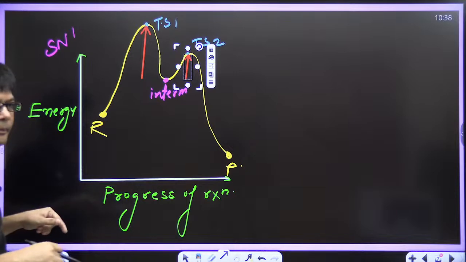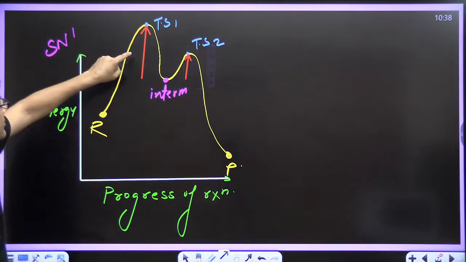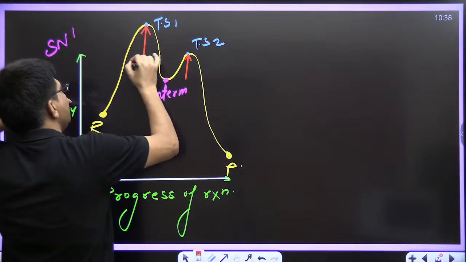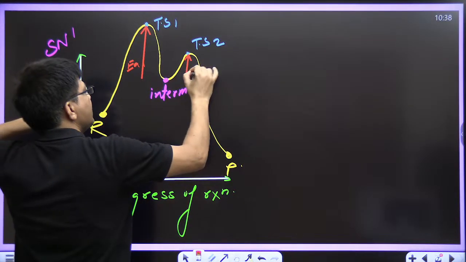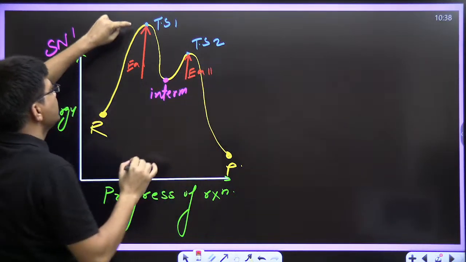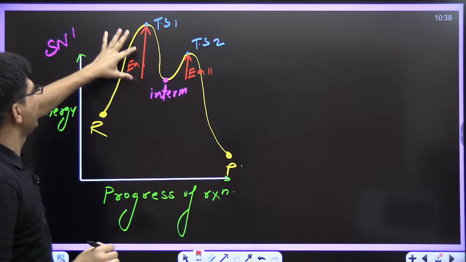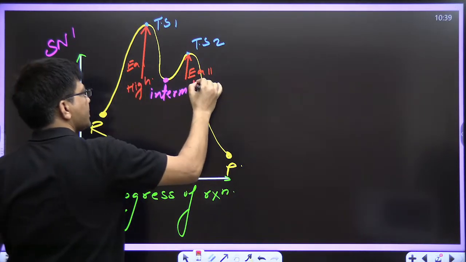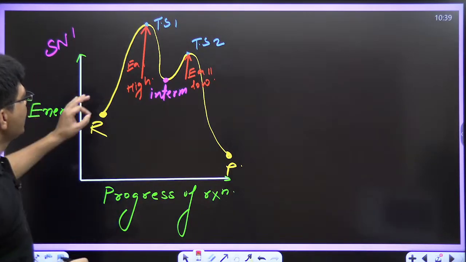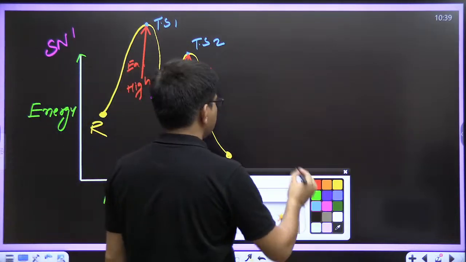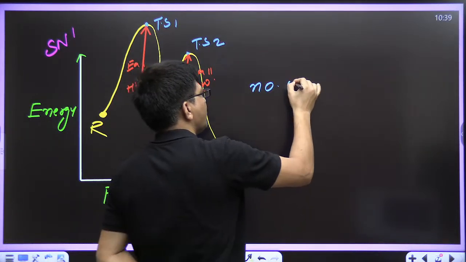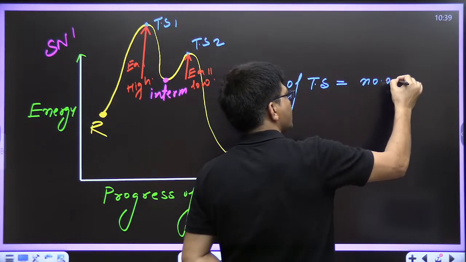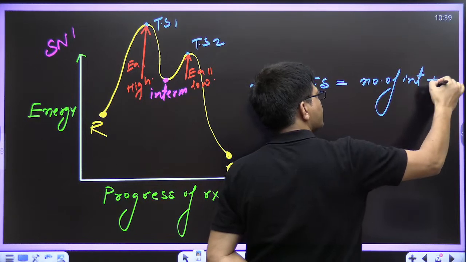So which one is the slowest step and which one is the fast step? This activation energy EA1 is more than EA2. So this is the slowest step and this is the fast step, because this activation energy is high, and that is low activation energy. Now you can see very clearly the number of transition states. From this graph we can draw one thing: number of transition states is equal to number of intermediates plus 1.